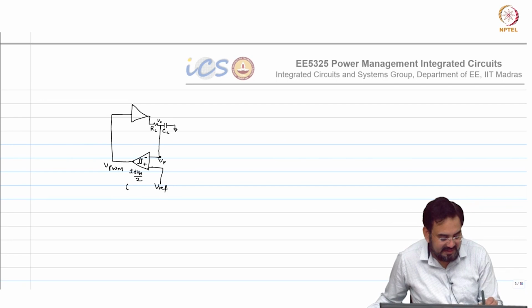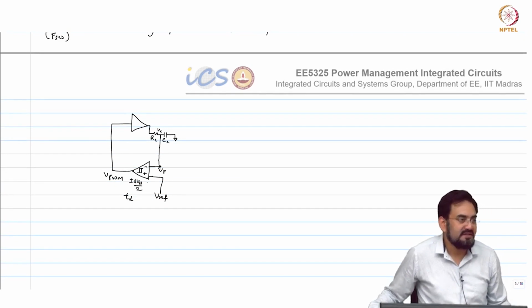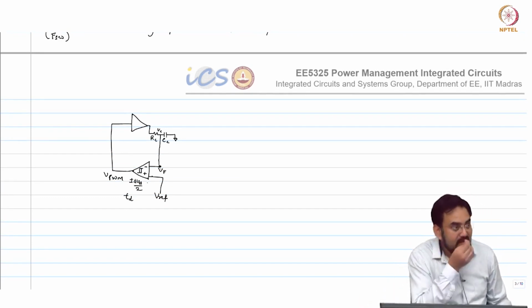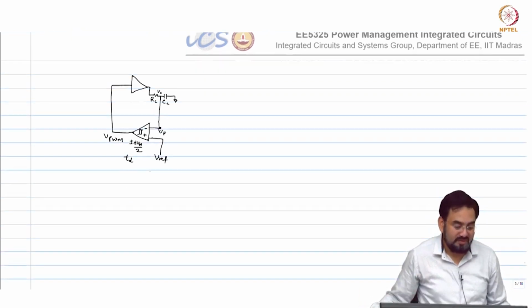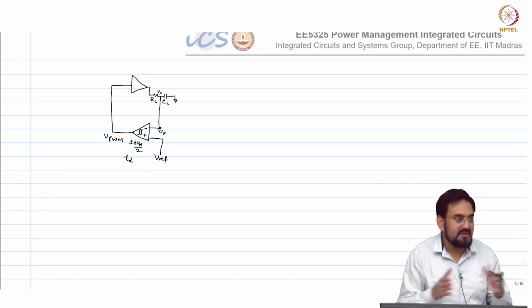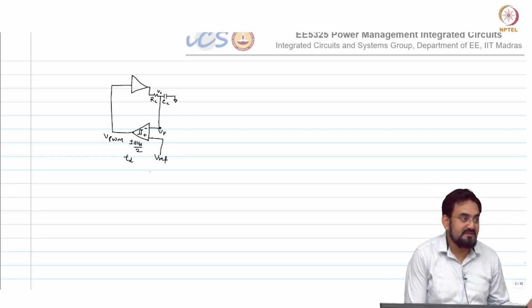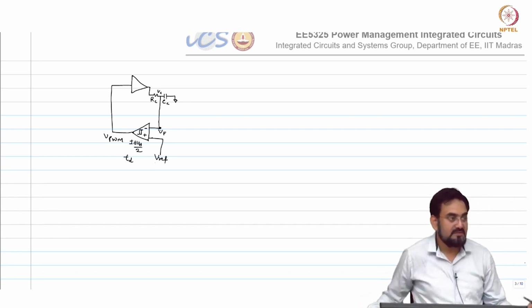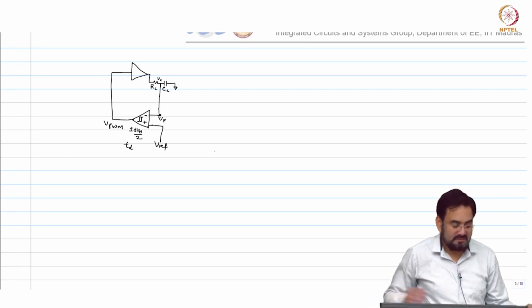So, what if I have a delay TD? So, what if this comparator has a delay of TD? What would happen? So, one is the ripple, what about the time period? It will remain same, it will change or increase, decrease? It will increase.